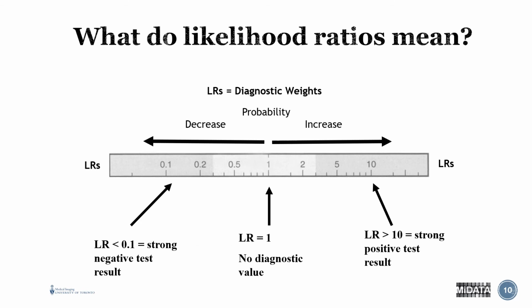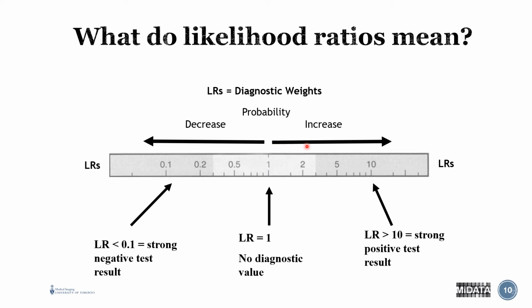What do likelihood ratios mean? Likelihood ratios can be considered diagnostic weights. With the probability of occurrence increasing, your ratio is going to go from 1, which, as you know, of a ratio, 1 means no diagnostic value. Just like the odds ratio or the relative risk, if you have an odds ratio or a relative risk of 1, it means no difference.